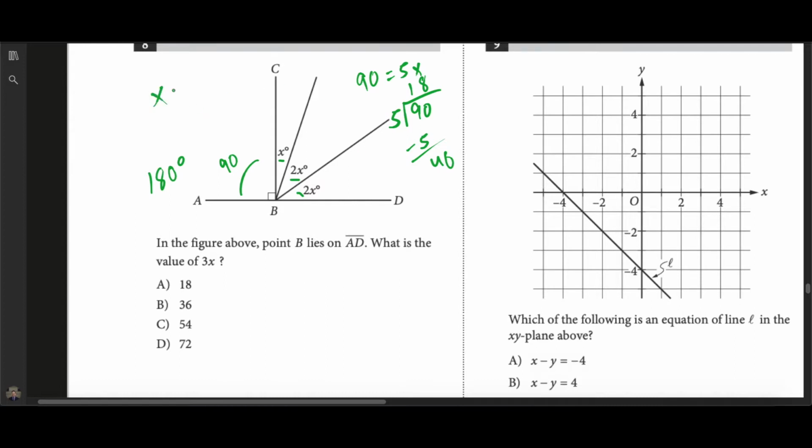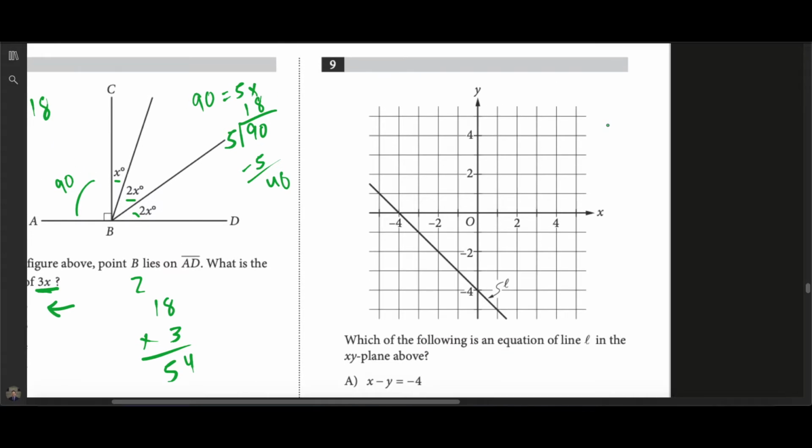And so x by itself is equal to 18, but don't fall for that trick right there. They're going to put that 18 there. They're asking for the value of 3x. So we take 18 and then we multiply it by 3. So 3 times 8 is 24. 3 times 1 is 3, plus that 2 is 54. Your answer would actually be C in this case.